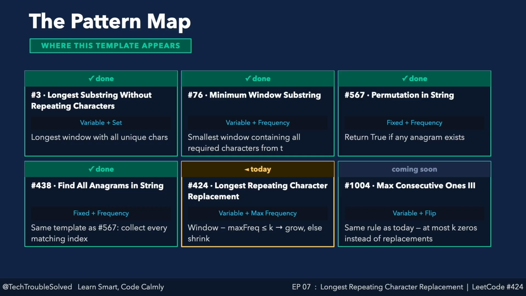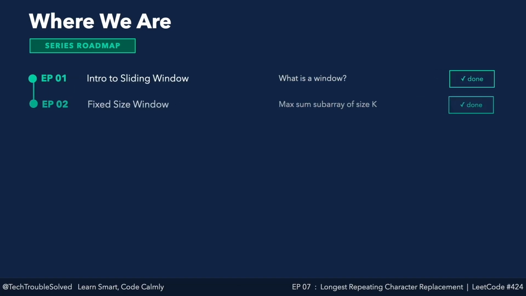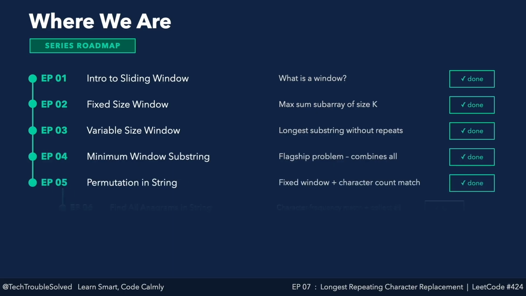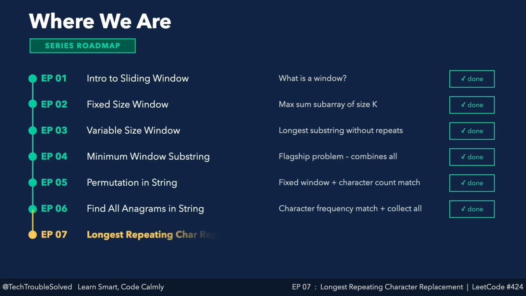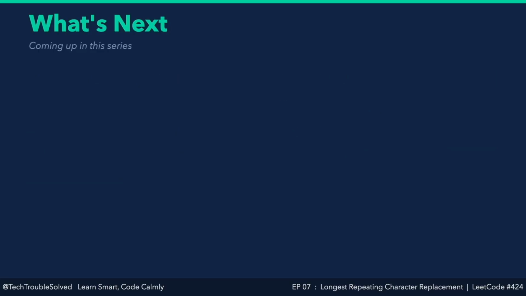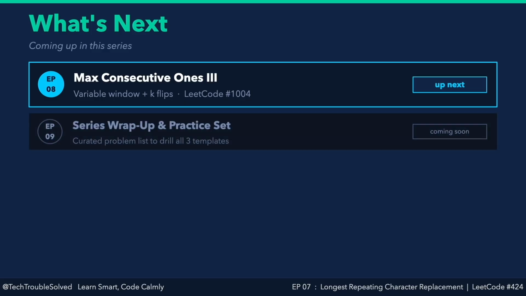That's the pattern. 7 episodes in. Basic window concept, fixed size, variable size, minimum window, permutation check, collecting all anagrams, and now max frequency replacement. Episode 7 done. One more pattern before we wrap the series. Next up, max consecutive ones 3. LeetCode 1004. Variable window, K flips instead of K replacements. After that, we close the series with a full practice set covering all 3 window templates.